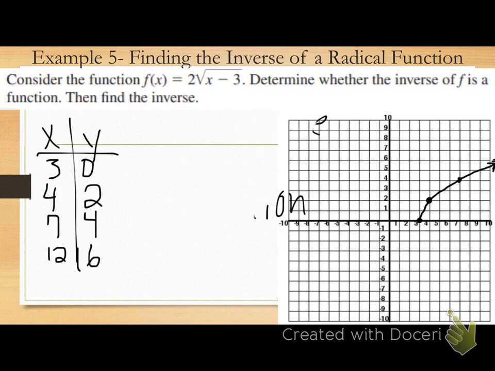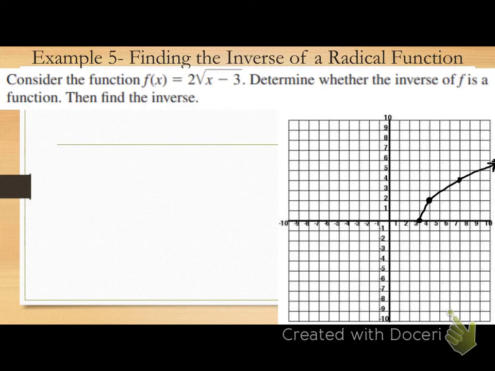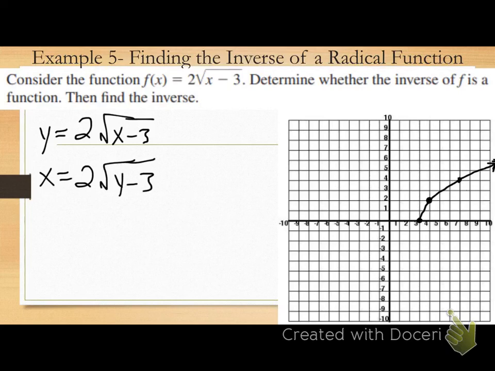And what's the last thing I need to do? Find the inverse. So I have y equals 2 times the square root of x minus 3. What would be my first step here? Switch the x and the y. Now what could I do? Divide by 2 on both sides. 2 is being multiplied by that radical, so I have to divide by 2 to get rid of it. So I get x over 2 equals the square root of y minus 3.